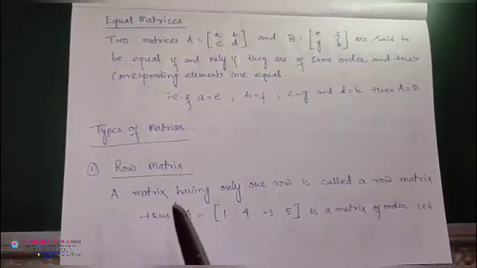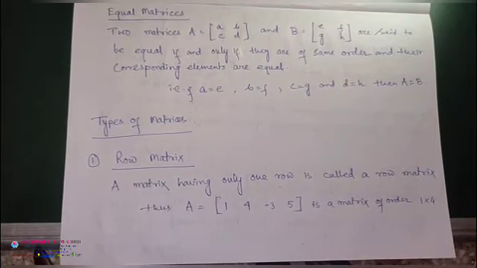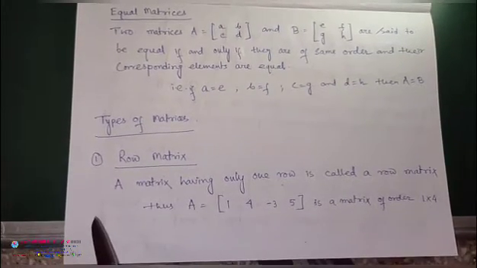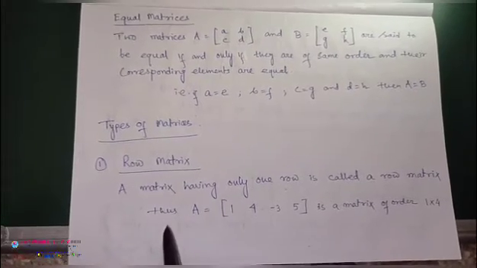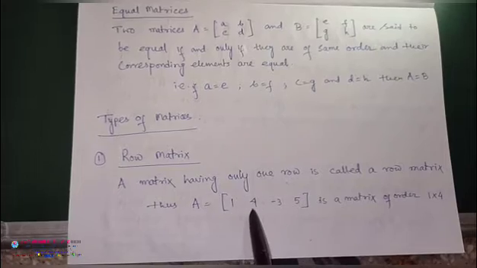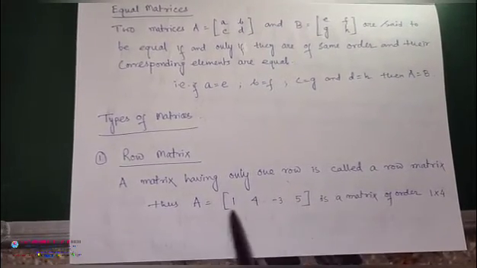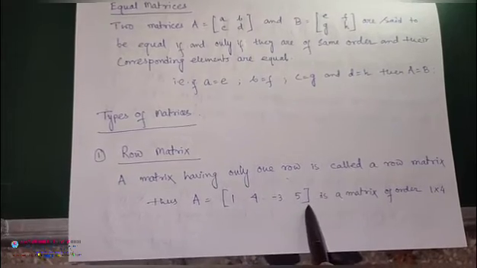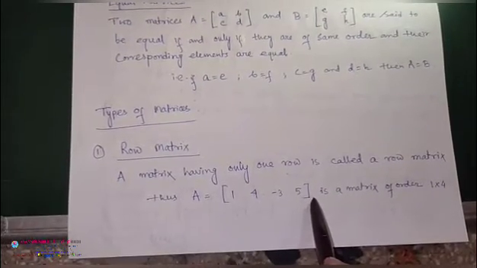Now types of matrix. The first type is row matrix. What is a row matrix? A matrix having only one row is called a row matrix. So here we have taken a matrix capital A equals to 1, 4, minus 3, 5. Clearly only one row is there because we know that the horizontal one is known as row.